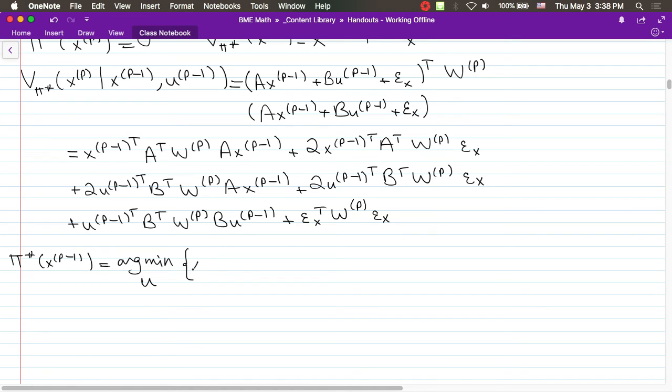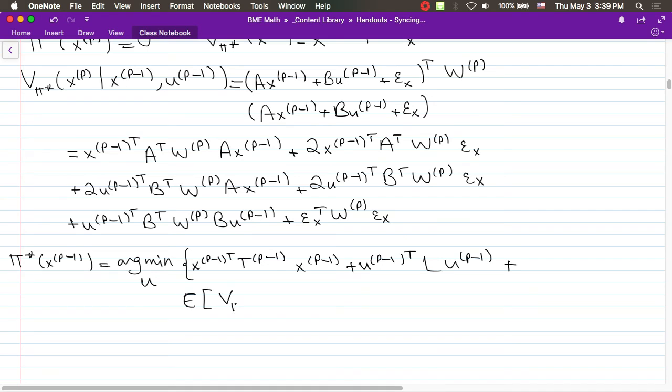So the cost per step is x of p minus 1 transpose T p minus 1, x of p minus 1, plus u of p minus 1 transpose L u of p minus 1. That's the cost per step, plus the expected value of this function that I just wrote. Okay, so what's the expected value of this function?